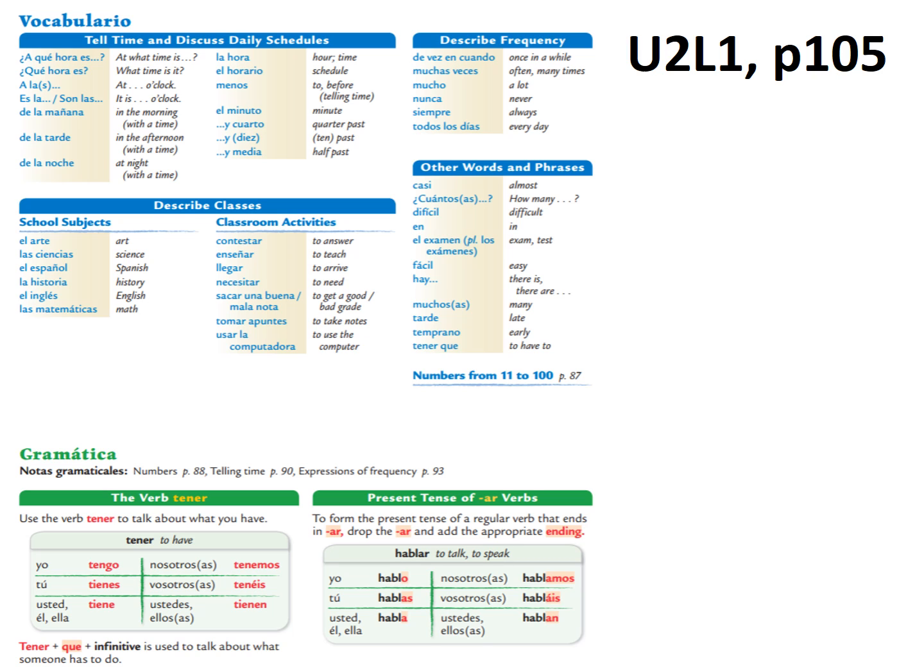Other words and phrases. Casi, almost. ¿Cuántos?, how many? And this would be something that's masculine. ¿Cuántas? is how many, and this would be something that's feminine. Difícil, difficult. El examen, exam or test. Los exámenes, exams or tests. Fácil, easy. Hay, there is or there are.